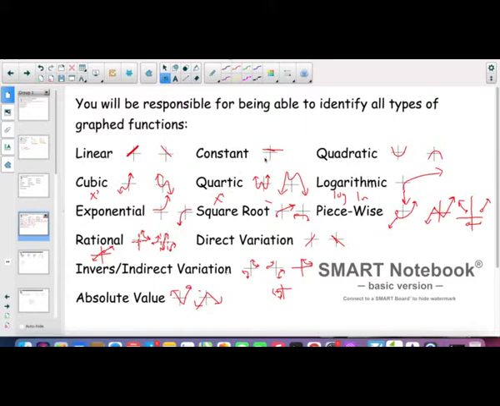For constant functions, they would never be considered linear. They have to be constant. You have to say that they're constant because they're horizontal. For direct variation, they have to go through the origin. If they don't, then they would be considered linear, not direct variation. For absolute value, they have to have a V. Square root and logarithmic functions are similar, but logarithmic functions go forever in both directions, while square root functions do not. So those little things you have to understand within them.